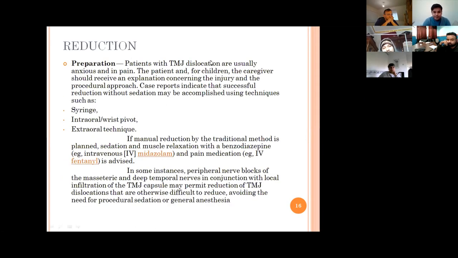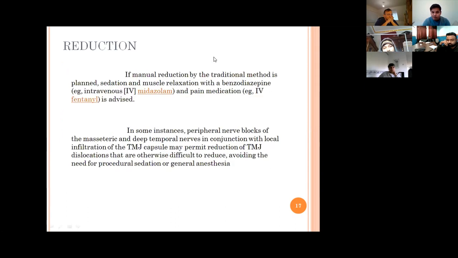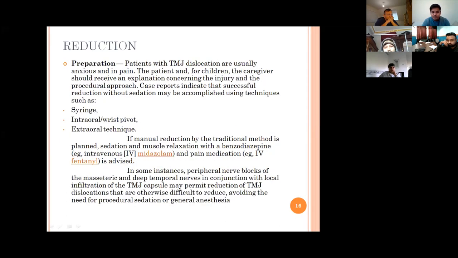So as it is a dislocation, it's an emergency, and we need to reduce the dislocation. So we have to prepare for the reduction. During preparation, patients with TMJ dislocations are usually anxious and in pain. So the patient, and for children, the caregiver, should receive an explanation concerning the injury and the procedural approach.